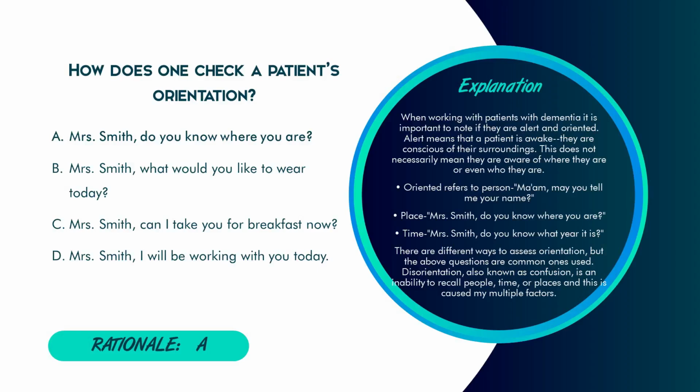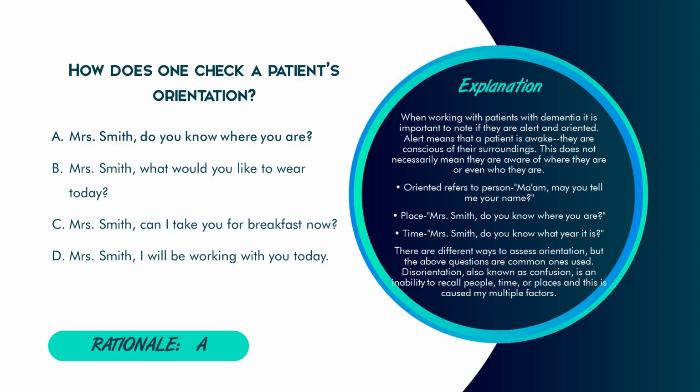So already, these are the types of questions that you ask for orientation. Mrs. Smith, what would you like to wear today? That's just giving her an opportunity to just discuss what she wants to wear, right? Mrs. Smith, can I take you for breakfast now? This is a close-ended question. It's either yes or no. Mrs. Smith, I'll be working with you today. That's just you going and meeting Mrs. Smith and introducing yourself. So the only one that was applicable for orientation was A, Mrs. Smith, do you know where you are? There are different ways to assess orientation like we said, but the above questions are common ones used.